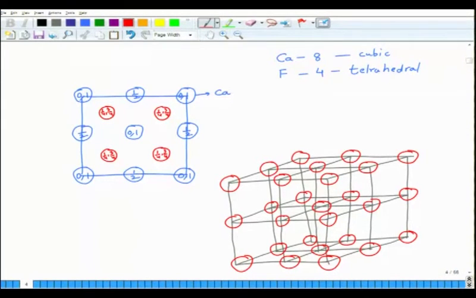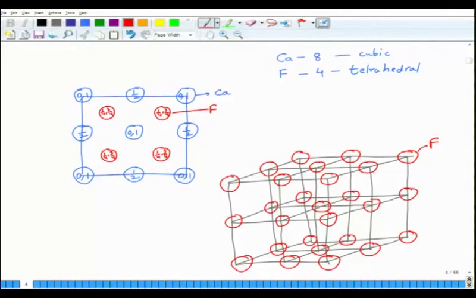You have 8 cubes formed by fluorine. So, these are all fluorine ones. Okay. This is fluorine. So, this was fluorine here. Now, you need to put calcium in it. So, the problem is these are 8 unit cells, you have 8 fluorine atoms. You can only put 4 fluorine in there.